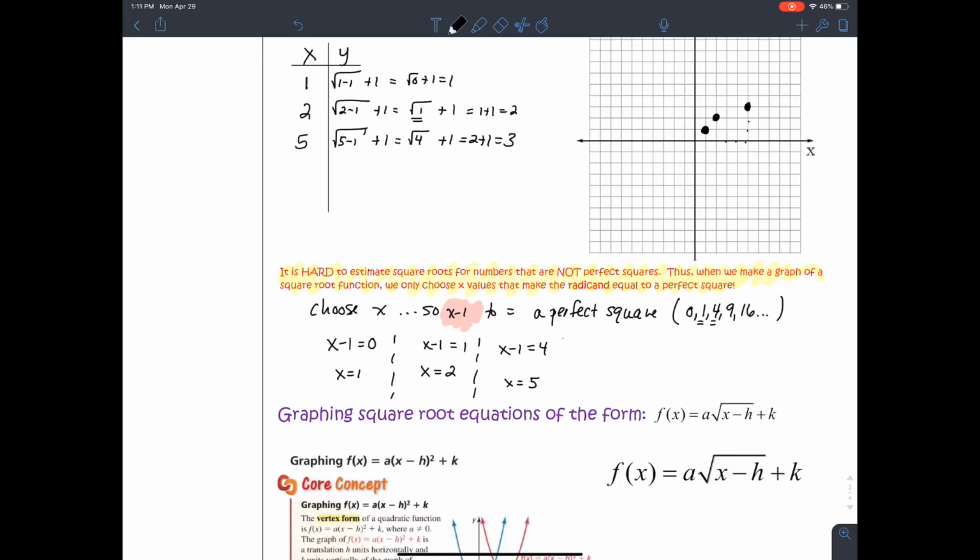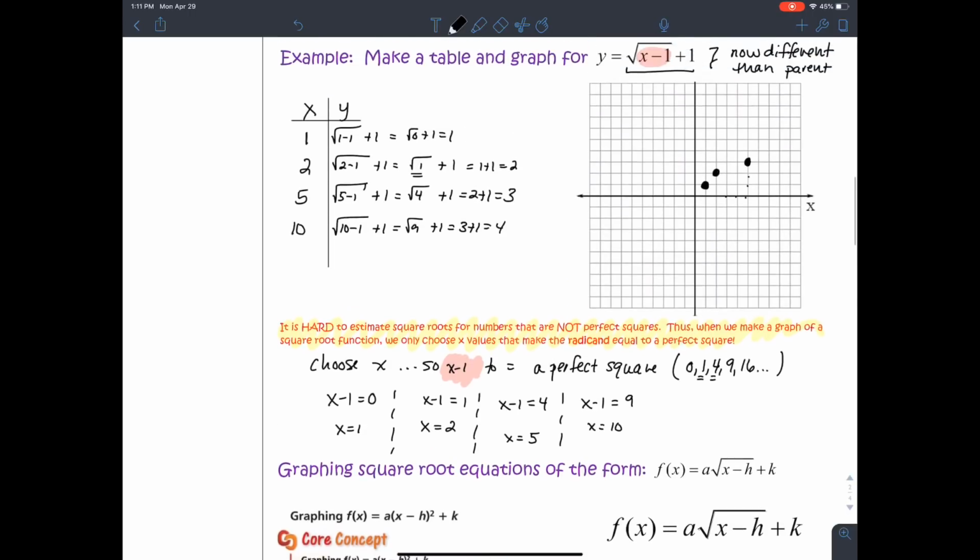And do one more. I also want that x minus 1 to equal 9, right? Because I know the square root of 9. So if I plugged in 10 for x, I get the square root of 10 minus 1 and then add 1. Well, that's just the square root of 9 plus 1, which is 3 plus 1, which we get as a 4. So the x value of 10 has an output of 4. And then I connect them with that general shape there.